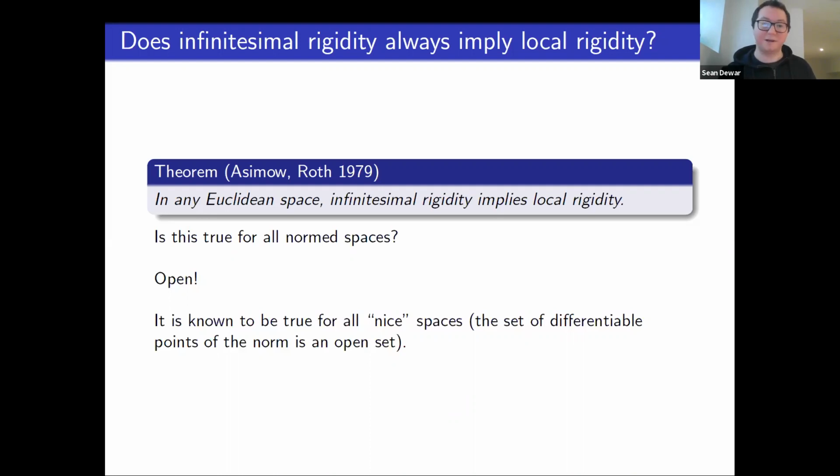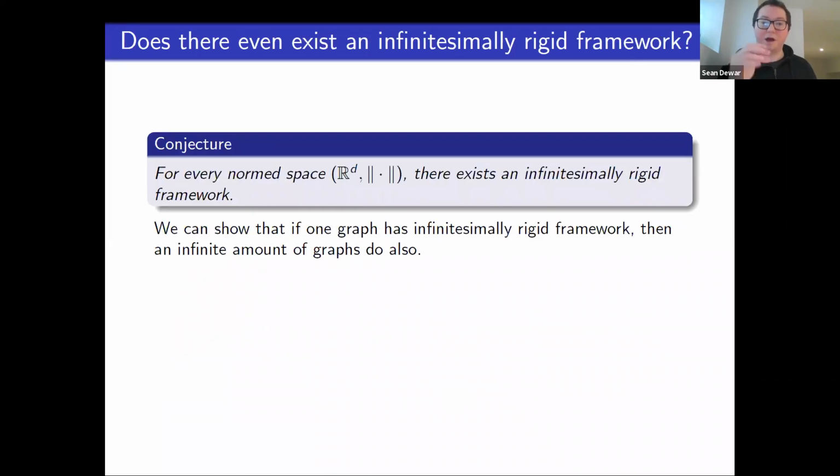The last one is the weirdest of all. Does there even exist an infinitesimally rigid framework? And the answer is, for most norm spaces, we still don't know. So if you have a norm space, we conjecture that there exists some infinitesimally rigid framework. We don't know what it is, but we assume there is one. But we have no idea of how to prove this in some ways.